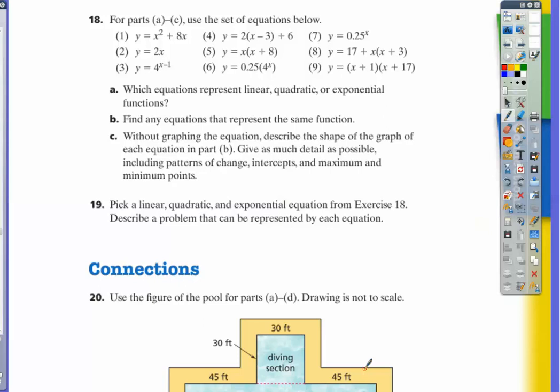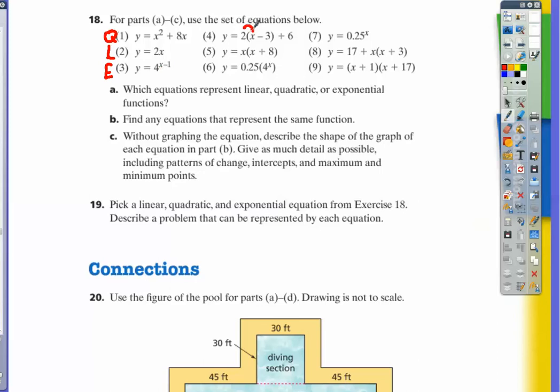Alright, so we're going to continue sorting relationships in problem 18, and we're going to try to find some relationships that are equivalent. So in problem 1, we know we have a quadratic because we have the x squared. In problem 2, it's linear because we don't have an x squared and x is not a variable exponent. In 3, we know we have an exponential relationship because of the x as the exponent. 4 is the first kind of tricky one.